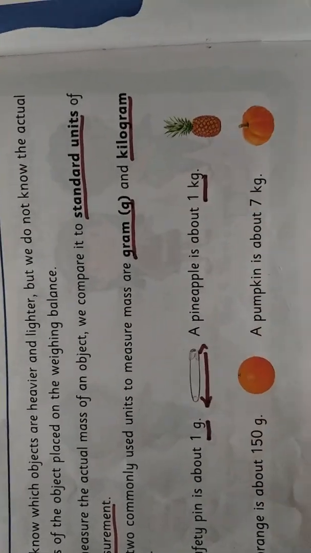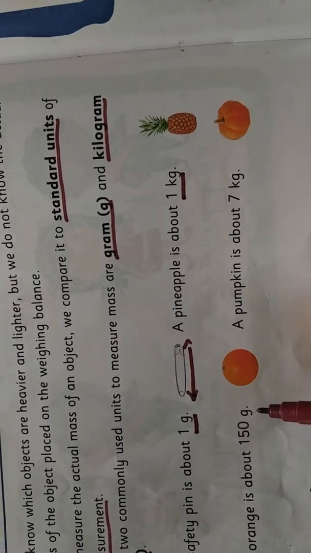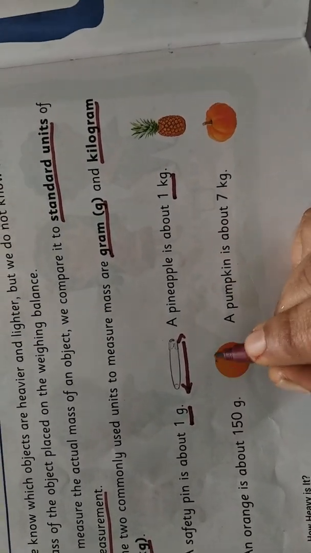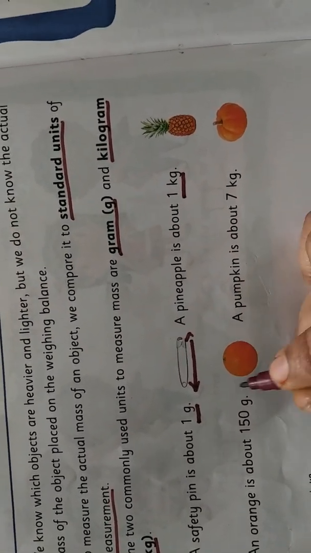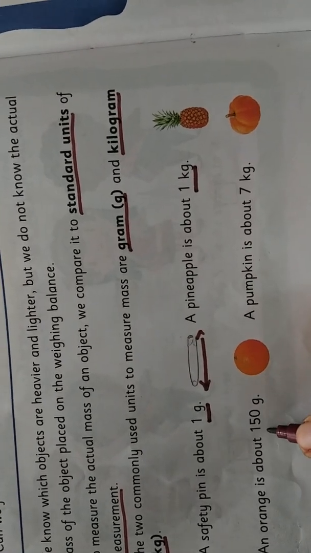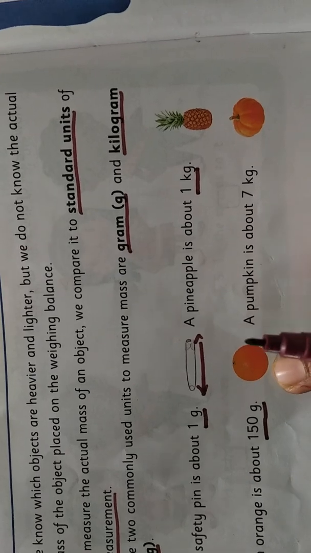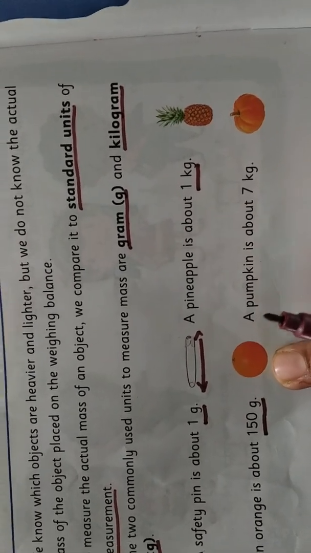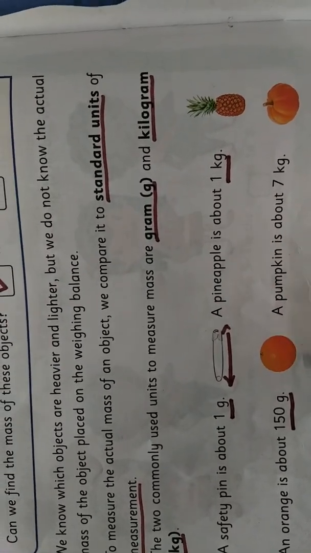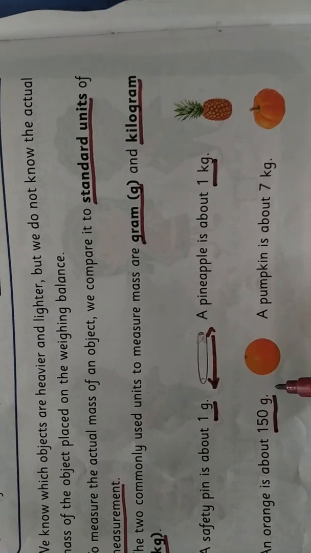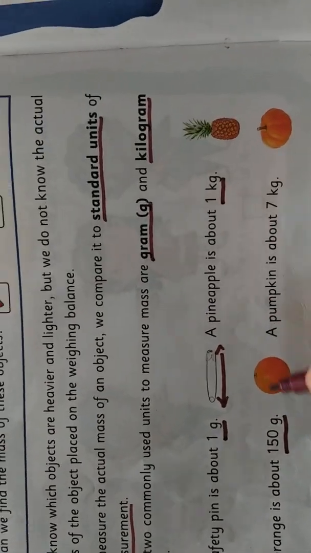See this orange, an orange is about 150 gram. If you are weighing 1 orange, if you are finding the mass, it will be 150 gram. So for 1 kilogram, about 5 oranges will be coming. For 1 orange, 150 gram, they have found the weight.